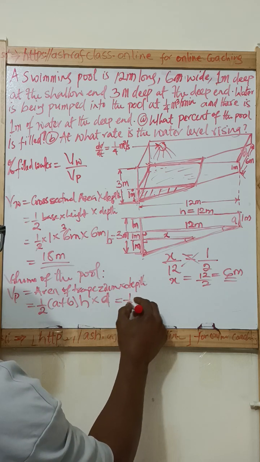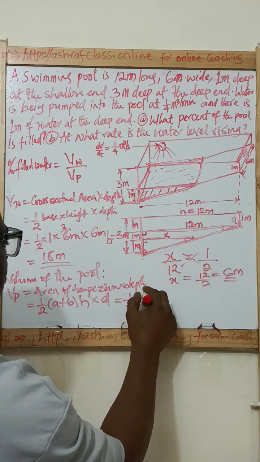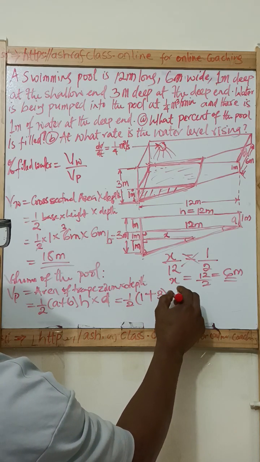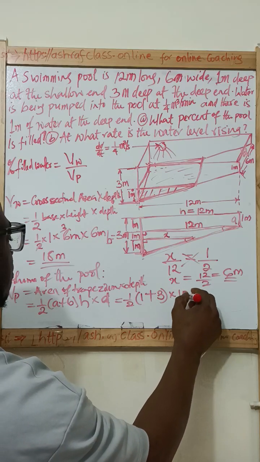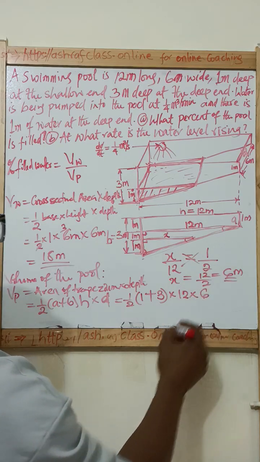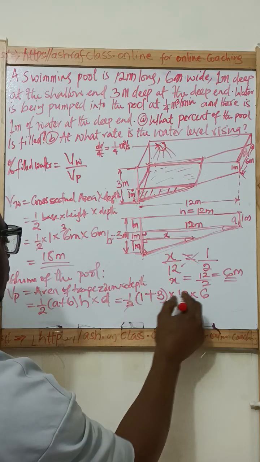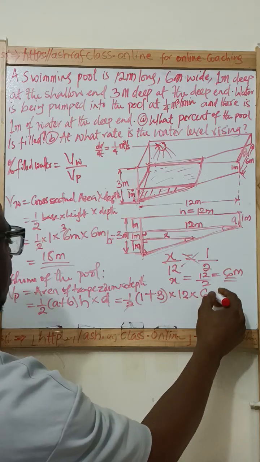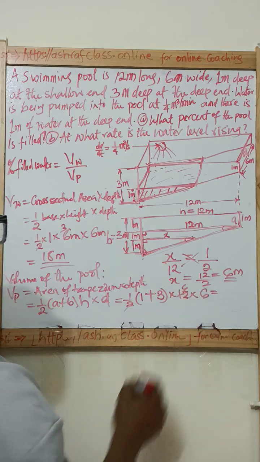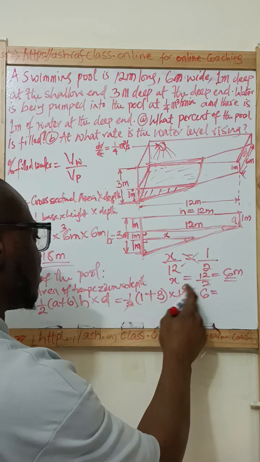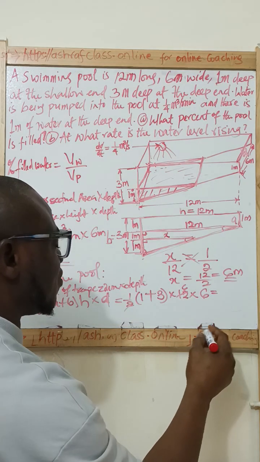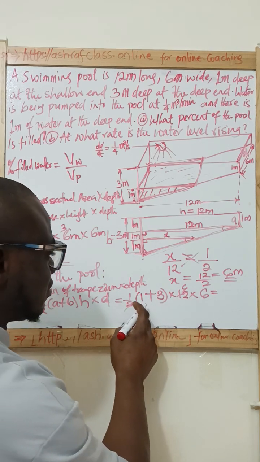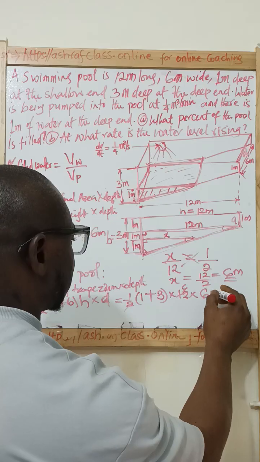So that is half. A is 1 meter plus b is 3 meter, then times the height, which is 12, then times the depth, which is 6. If we multiply everything, half of 12 is 6, and 6 times 6 is 36. This is 1 plus 3, that is 4. So 36 times 4, that's what?